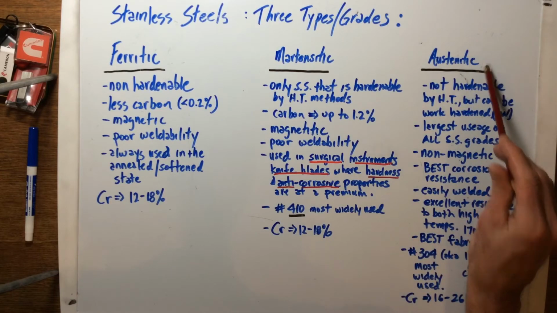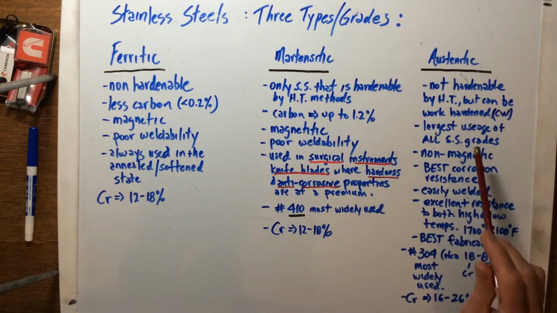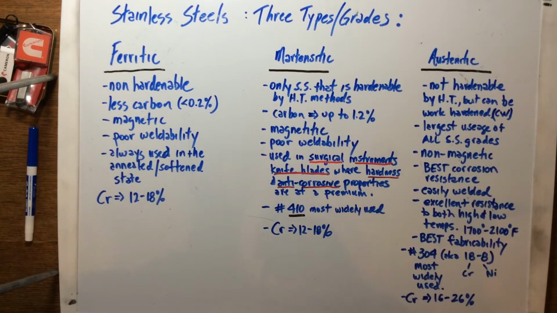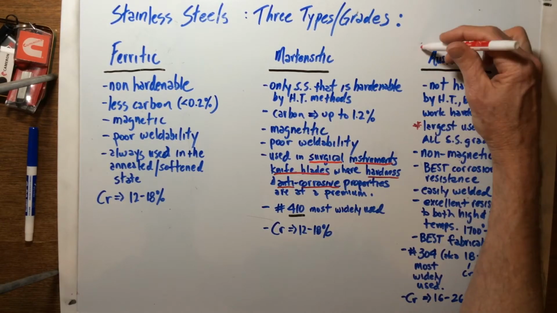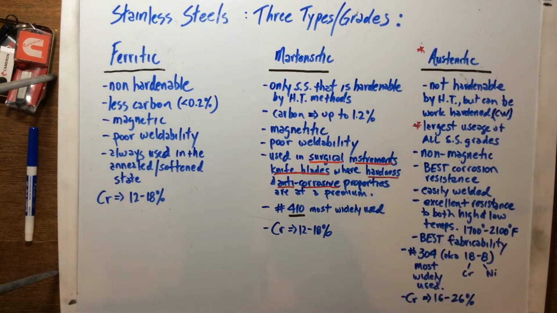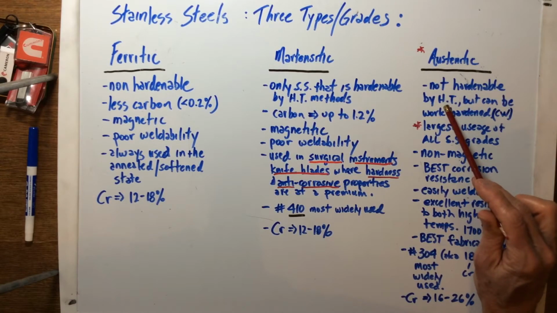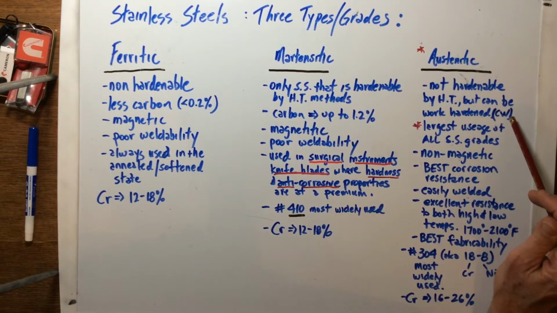Okay. Austenitic, we should put a big asterisk here because without a doubt this is the largest usage of all stainless grades. I should put a little asterisk here. There you go. By far the most widely used. But it is non-hardenable, all right? You cannot harden it by heat treating methods, but as I mentioned to you earlier, it can be work hardened. And sometimes that's a blessing, and sometimes it's very, very negative.